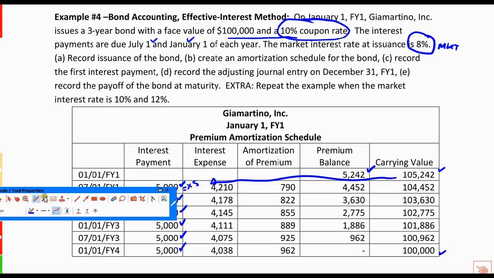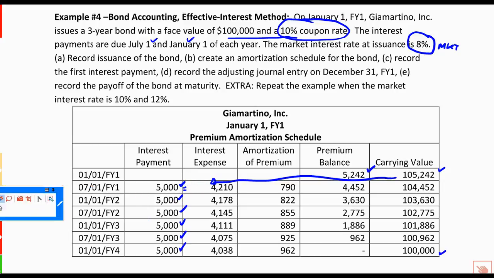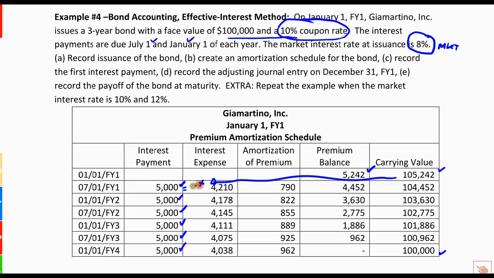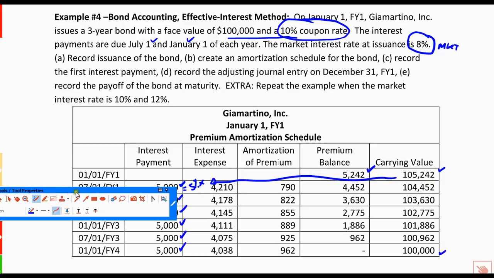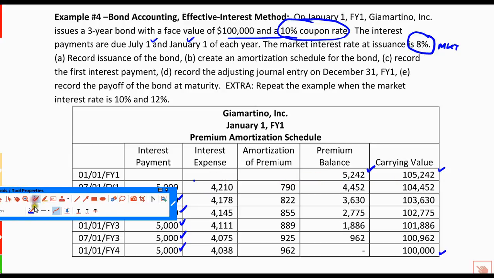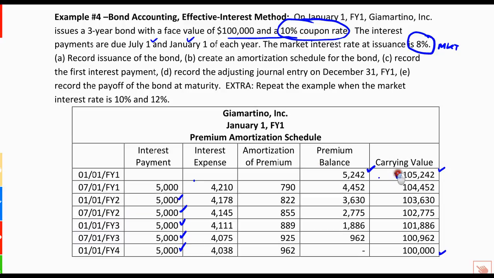I should reverse that. So times 5%. So 5% times 105,242 equals 4210. I'm off a little bit here. Let me come back to this. Let me just do it over here. Take this times 5%, and we'll move it to there, 4210. All right. Now we're paying 5,000. So 5,000 minus 4210 equals 790.